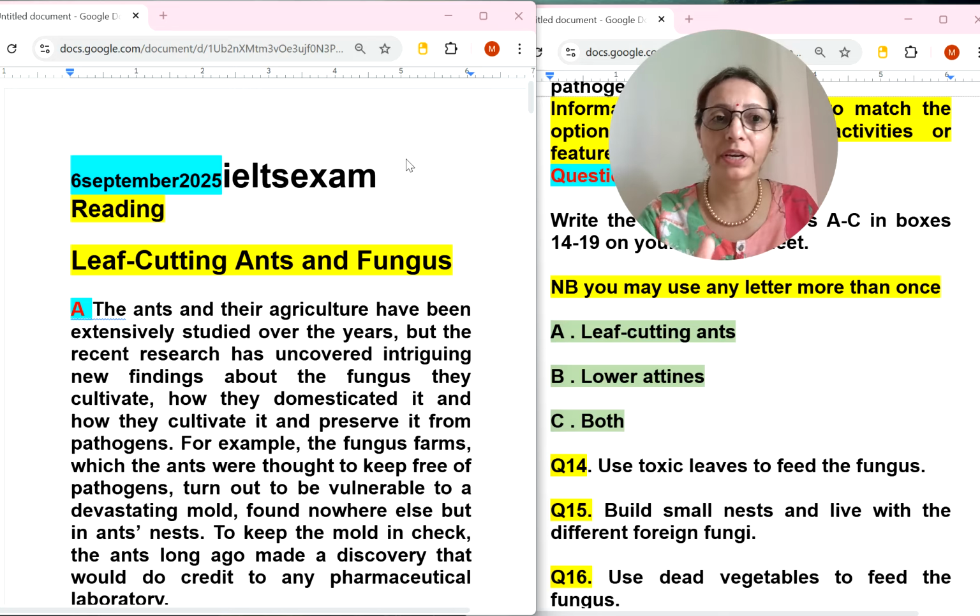Let's do one more reading from the latest exam, the 6 September 2025 IELTS exam in India. One of my students had reported from Nepal also, the same reading text as well as question 1, task 1 and task 2 also. So now I am solving this leaf cutting ants and fungus. Definitely this is a science, medical related reading. Just take it as a mock test with me along with the video. Please solve the full reading passage with me.